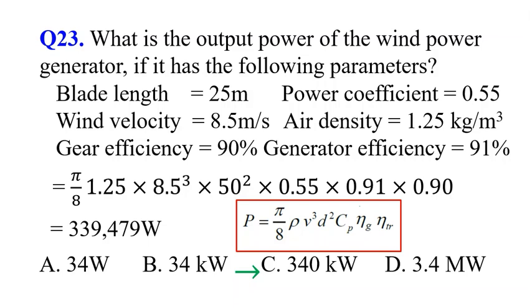So your power will be pi over 8 times rho, the air density, V, the wind velocity, D, the diameter, and Cp, the power coefficient, and Ng and Nt, the generator efficiency and gearbox or transmission efficiency respectively. You can put the values, and you will end up with approximately 340 kilowatts. Your answer is coming in watts, so you have to select the best answer here.